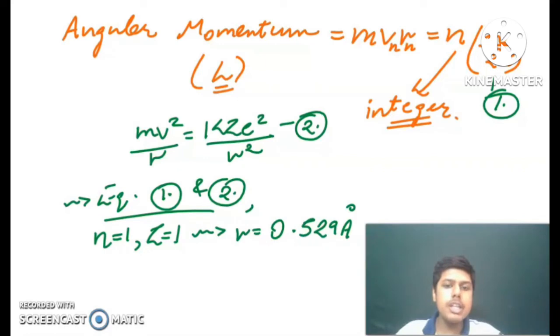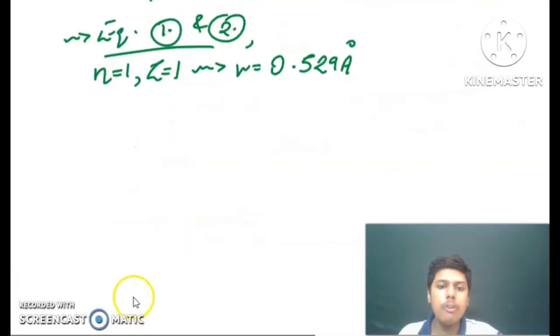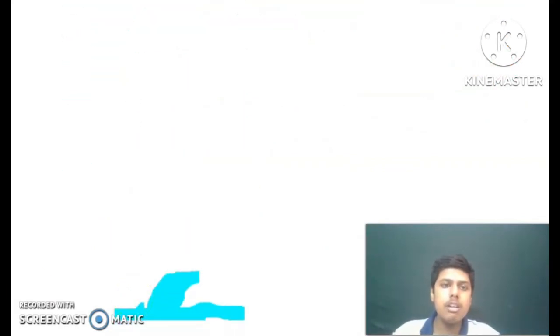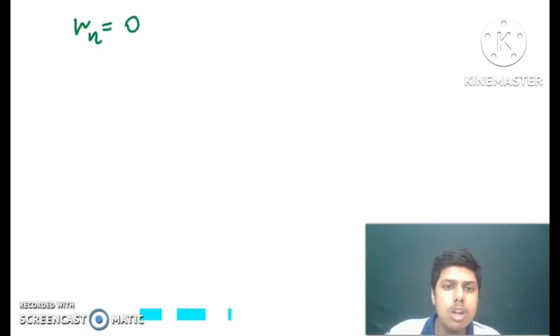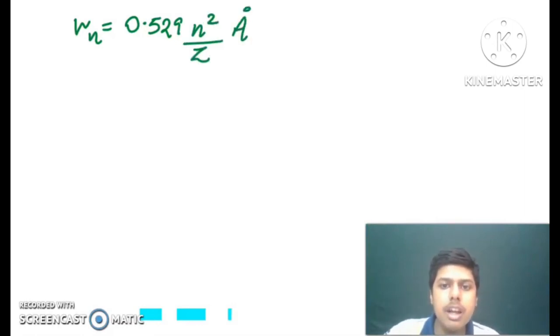Now, let me also tell you the general formula of radius, which will be very helpful ahead. That is, radius in the nth orbit can be written as equal to 0.529 n square by z angstrom. This value is in angstrom, right? 0.529 n square by z.